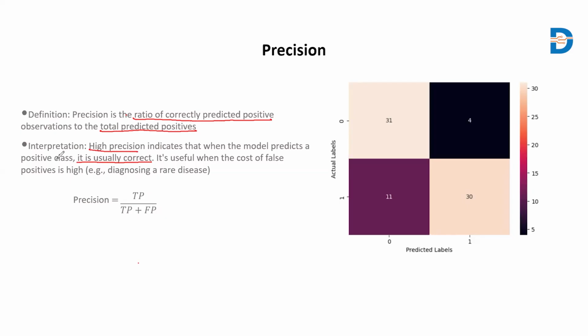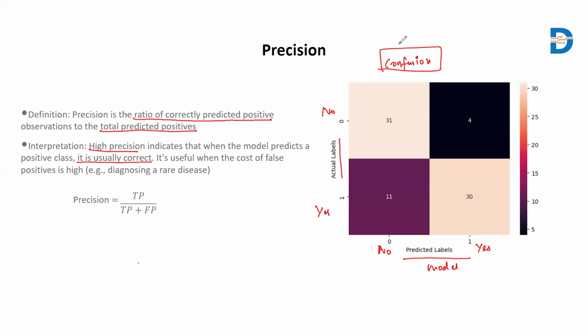For example, this is the confusion matrix of a heart disease problem. The target column is whether the person has heart disease or not, where 0 implies no and 1 implies yes. This is the actual label and this is the predicted label. This is our model evaluation. This is no and this is yes.